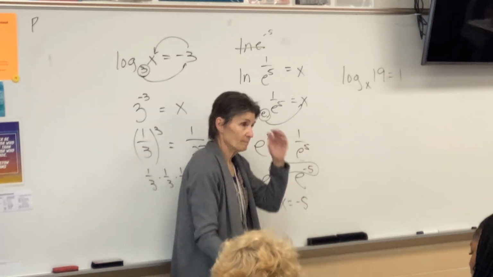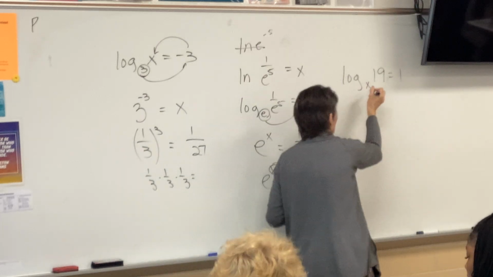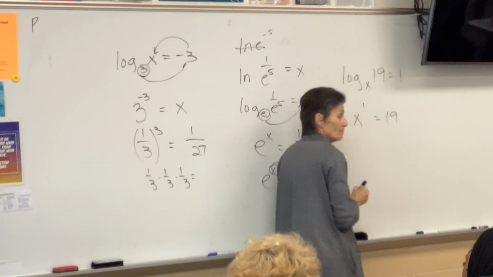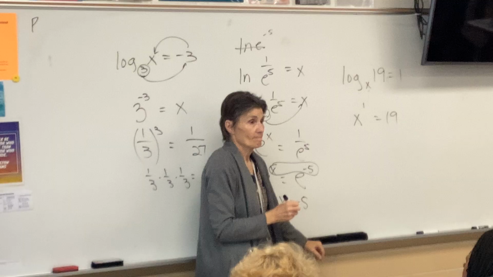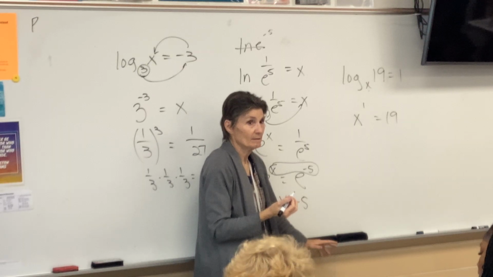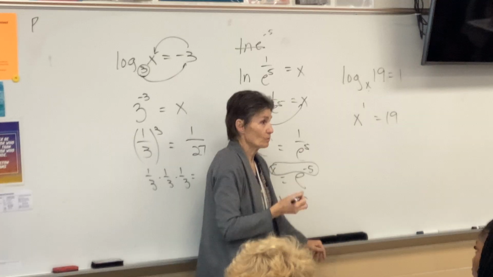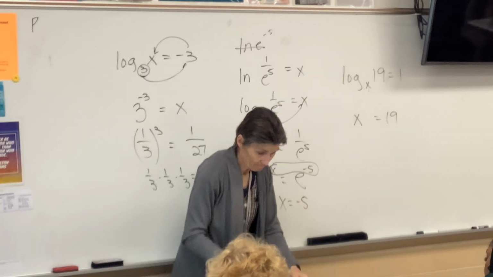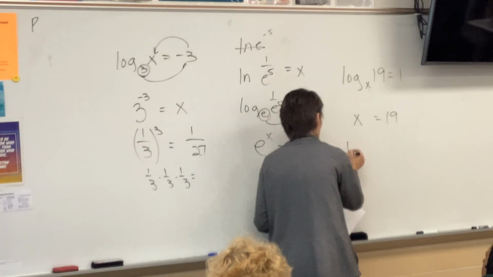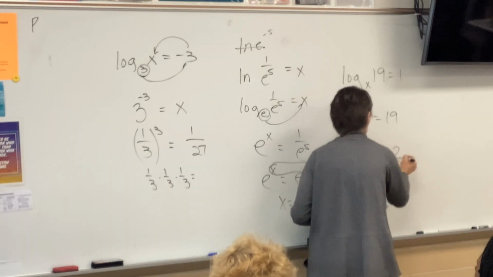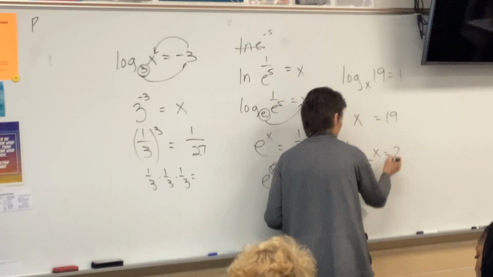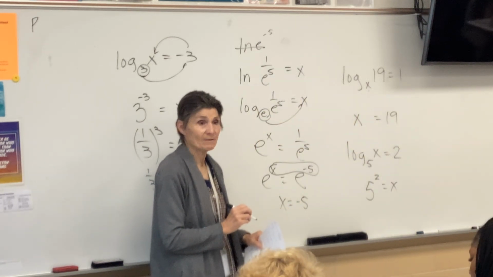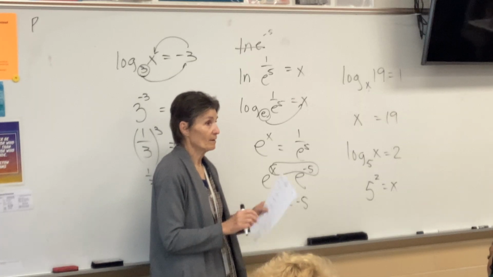All right, let's loop-de-loop it. What does it say when I loop-de-loop it? Start right here. x to the first equals 19. Well, what's x got to be? 19. Isn't 19 to the first 19? Yeah. So x is 19. What about this one? This is the easiest one of all. 5 to the second equals x. And 5 to the second means 5 times 5, which is 25.